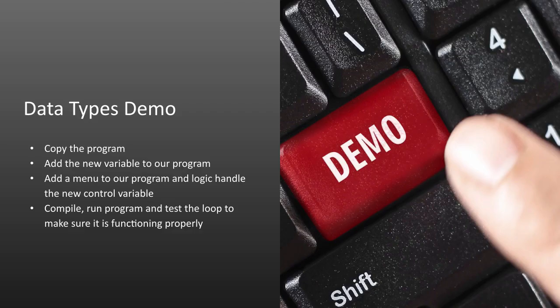So for our demonstration, we're going to jump into Visual Studio Code, we'll copy the program, we'll add our new variable, add in the menu, and then we'll compile and test and run the program. So let's go ahead now and jump into Visual Studio Code and look at the demonstration of how we do this.